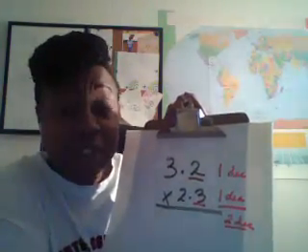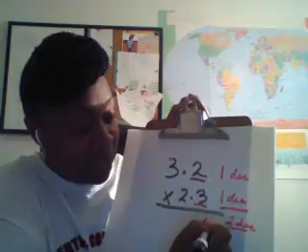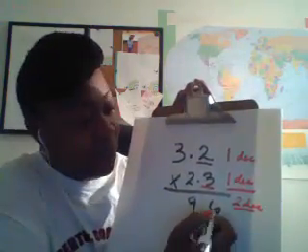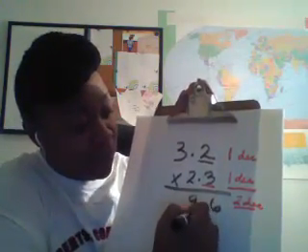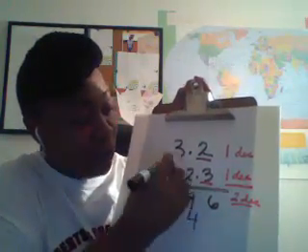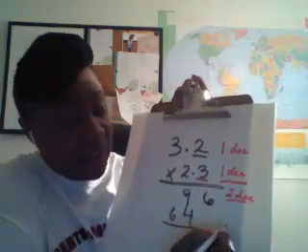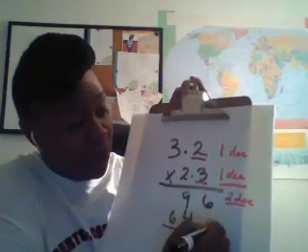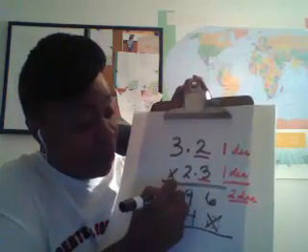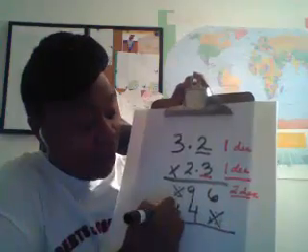And I'm going to multiply as if the decimals are not there. So 3 times 2 is 6. 3 times 3 is 9. 2 times 2 is 4. 2 times 3 is 6. Now I can add. I can put my invisible 0 or my X, whichever one you use, my invisible 0 or my X there. And now I'm ready to add.